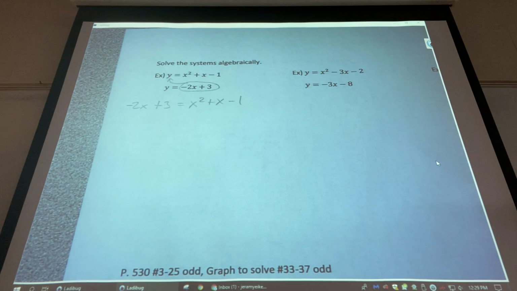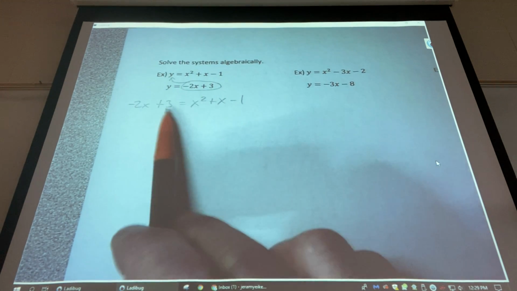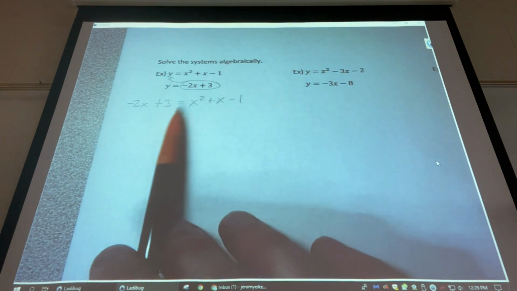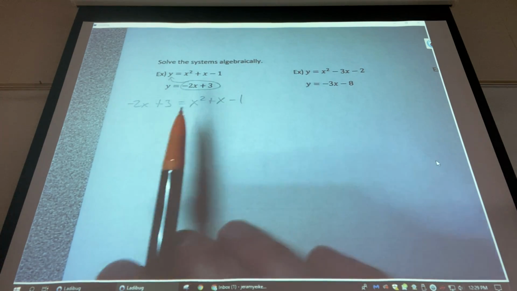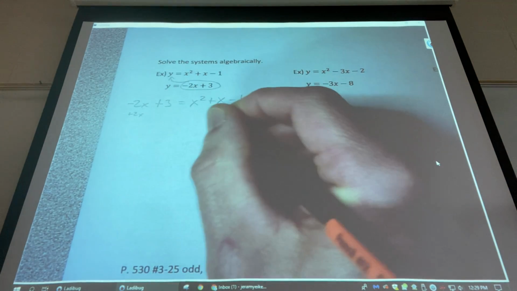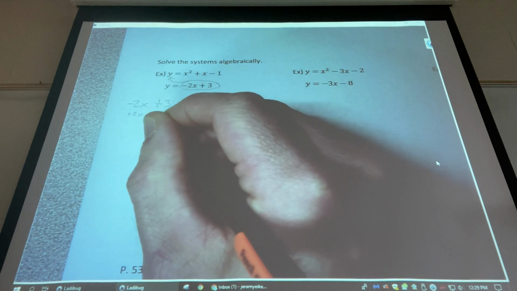So you've got options. But to solve this by factoring, or to solve it using the quadratic formula, what does it need to be equal to? Zero. Let's do it. I'm going to move all this stuff over and put zero out front.